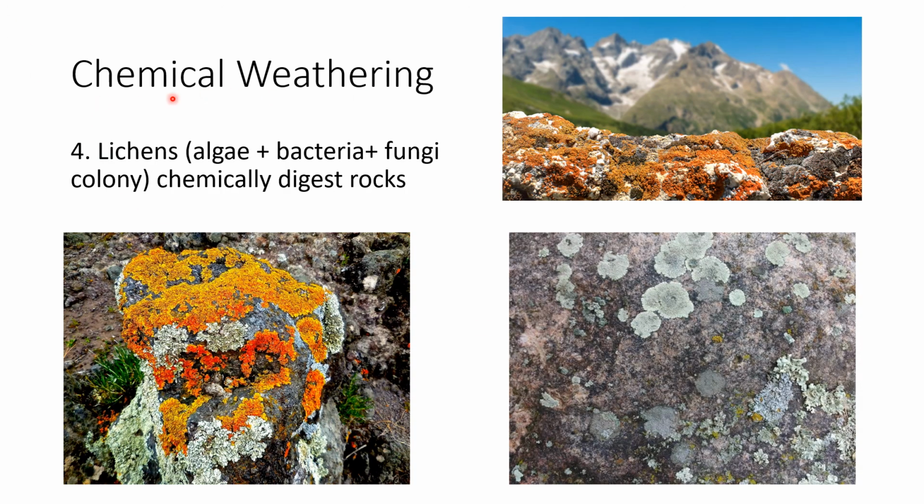And then the final type of chemical weathering is through these organisms called lichens. These are colonies of algae and bacteria and fungi that all live symbiotically together on the surfaces of rocks, and they actually digest the minerals of the rocks and eat them. So this is an example of a biological activity causing chemical weathering.